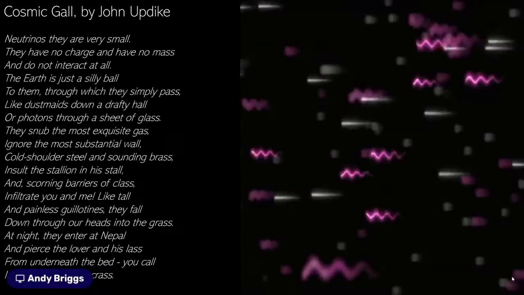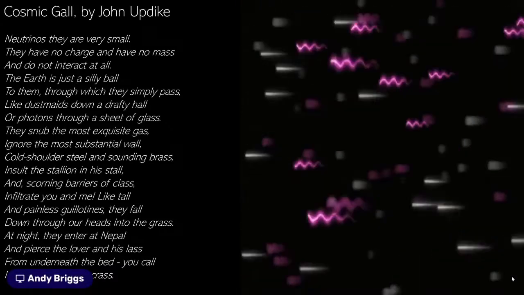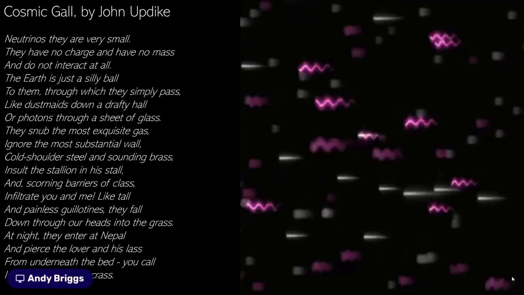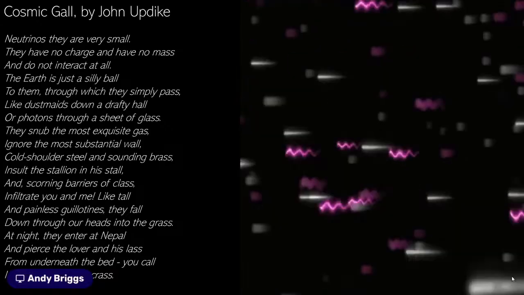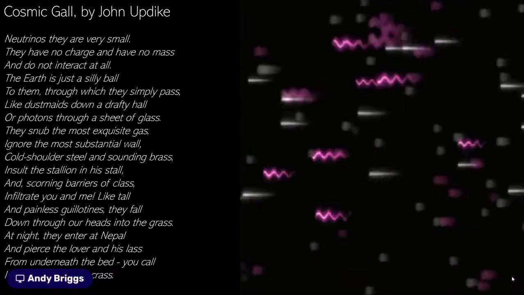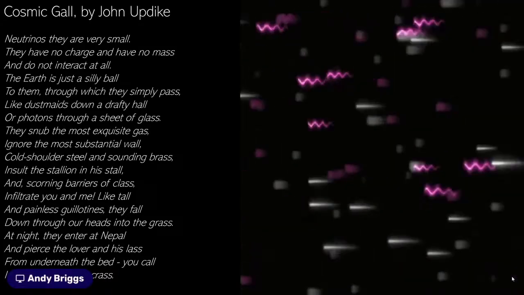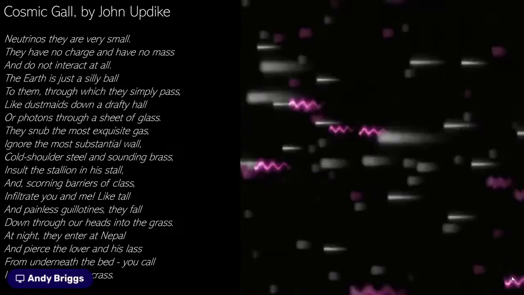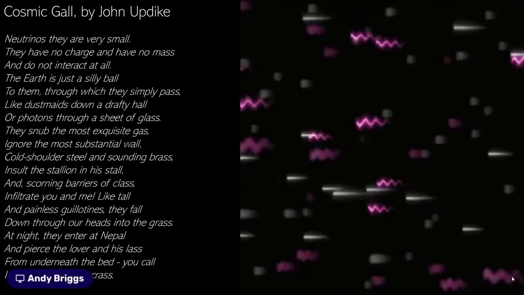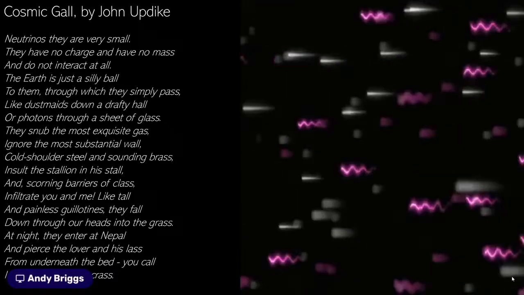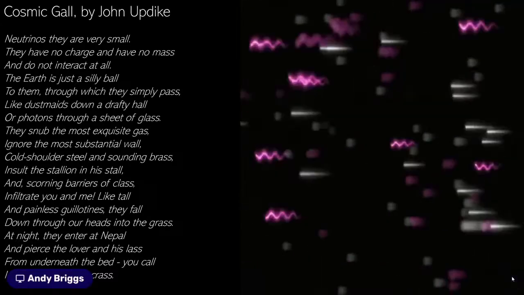And just to finish, I'd like to read this. It's a poem by, of all people, John Updike, who chose to write about neutrinos, and it's called Cosmic Gall. Neutrinos, they are very small. They have no charge and have no mass and do not interact at all. The Earth is just a silly ball to them, through which they simply pass, like dustmaids down a draughty hall or photons through a sheet of glass. They snub the most exquisite gas, ignore the most substantial wall, cold shoulder steel and sounding brass, insult the stallion in his stall, and, scorning barriers of class, infiltrate you and me like tall and painless guillotines. They fall down through our heads into the grass. At night they enter at Nepal and pierce the lover and his lass from underneath the bed. You call it wonderful, I call it crass.